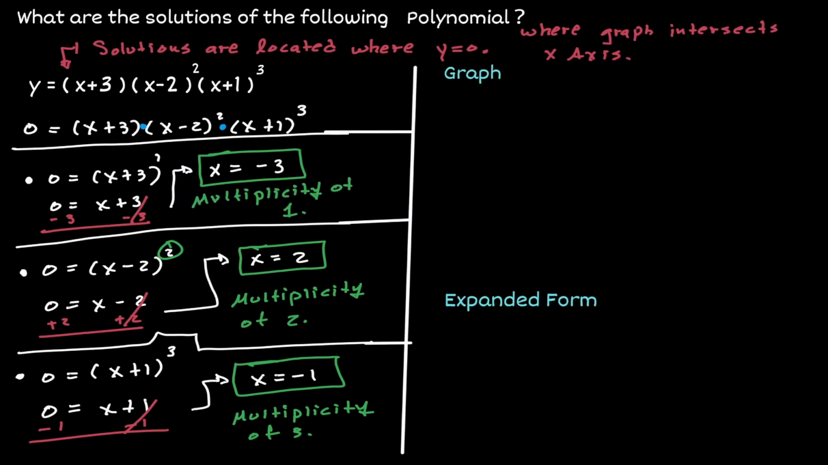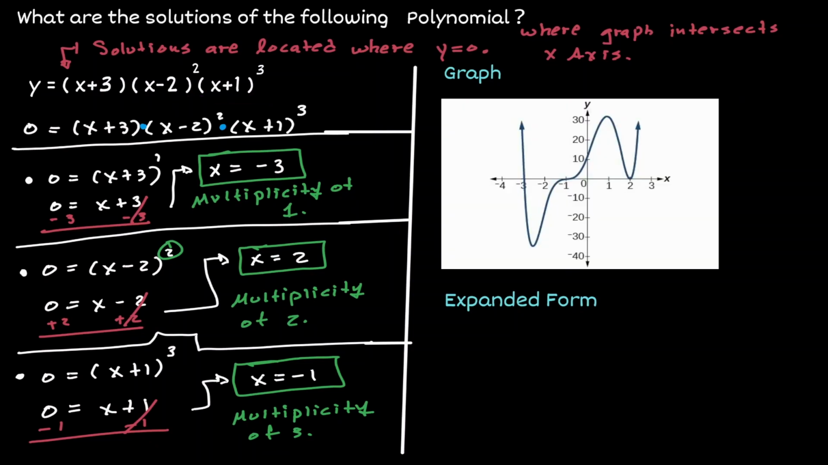So now let's see what would happen if we graph this polynomial. Let's see if the findings make sense. If we take a look at the value of x equals -3, notice that we have a solution. We are crossing the x-axis at the value of -3, and if we take a look at the value of 2, we are intersecting the x-axis at 2 as well. And the same goes with -1.